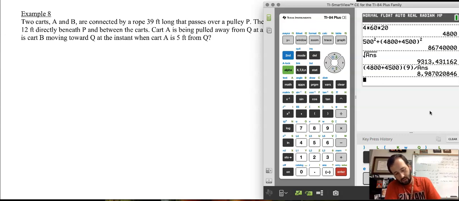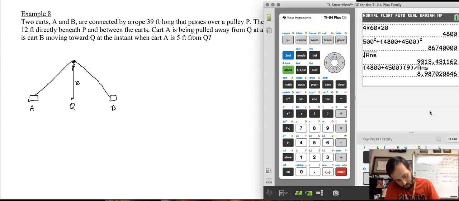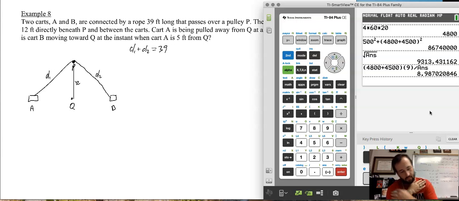So let's draw out our situation, right? So I have a point P, I have a point Q, such that the distance from P to Q is 12 feet. And then I have these carts, cart A, cart B, connected to both. And it is 39 feet long. So I'm going to call this distance 1 and distance 2. Distance 1 plus distance 2 is 39.